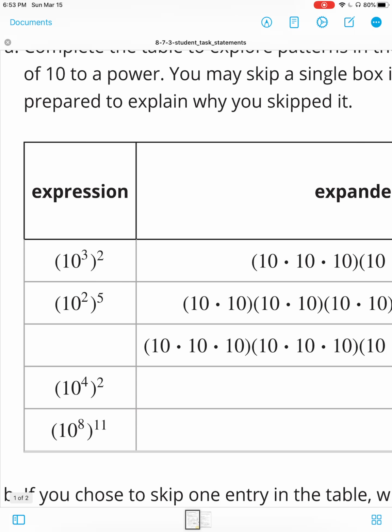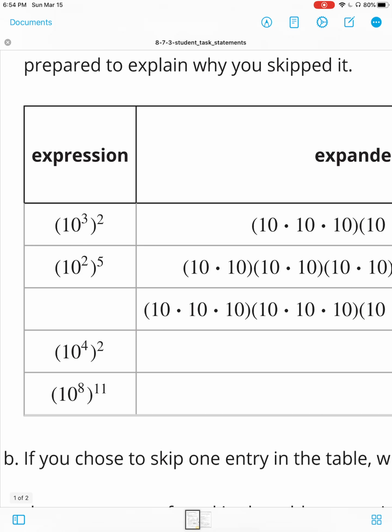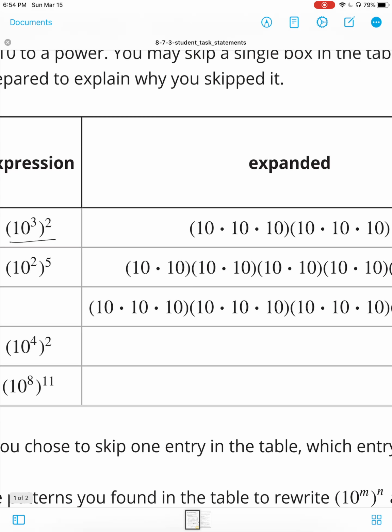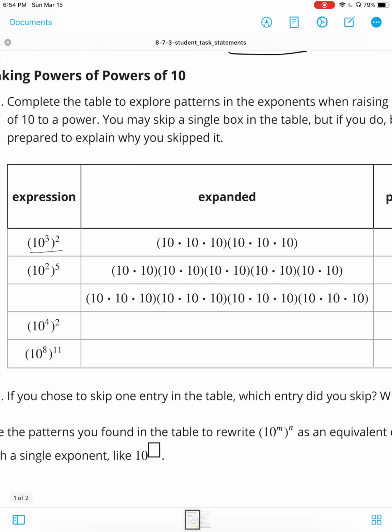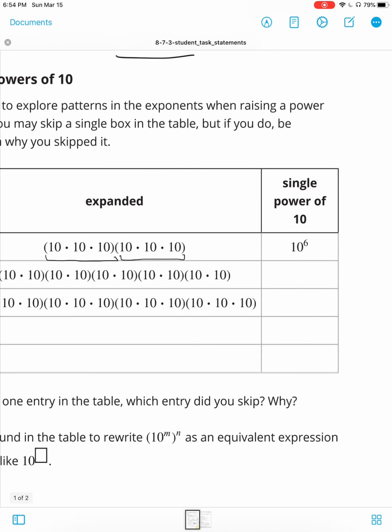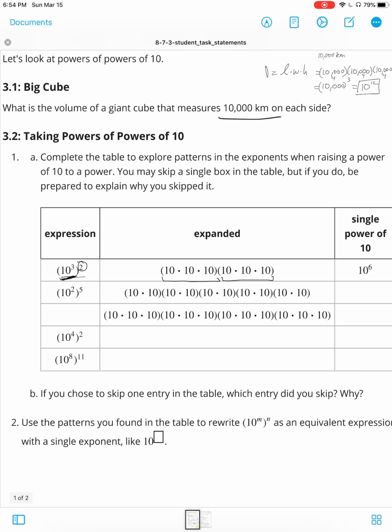I'm looking at this example, 10 to the third squared. I know 10 to the third is 10 times 10 times 10. And I see we have 2 copies here. I think that's what this 2 represents. 2 copies of what? 10 to the third. And sure enough, I count a total of 6 tens for 10 to the 6th as a single power of 10.